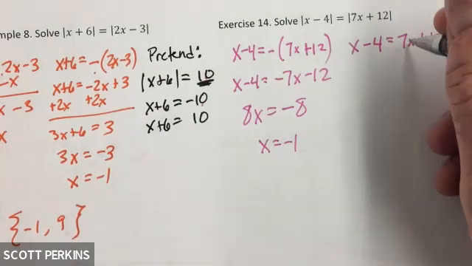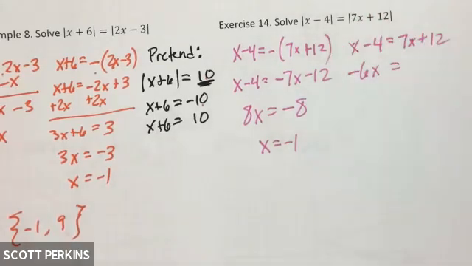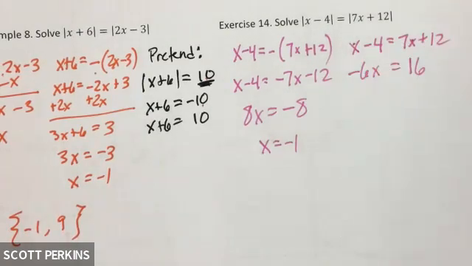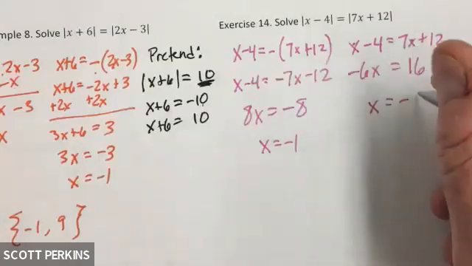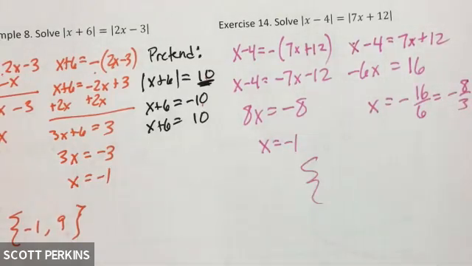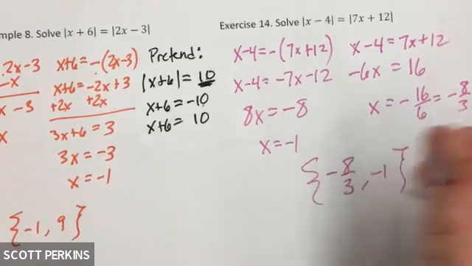On this other one, I'm going to subtract the 7x, and I get negative 6x. I'm going to add the 4, and I get 16. And when I divide both sides by negative 6, I get negative 16 over 6, which is negative 8 over 3. So my two solutions to this are negative 8 over 3 and negative 1.